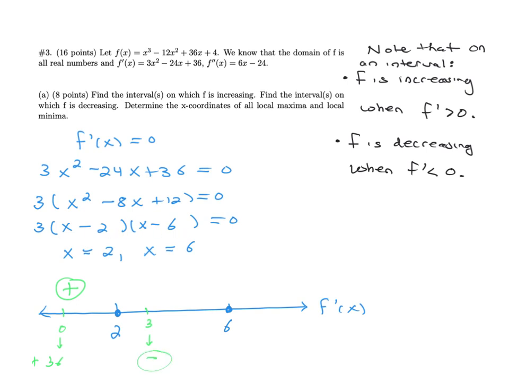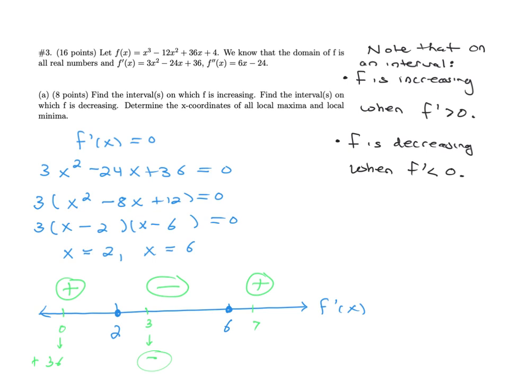I don't care what it is, but it's definitely negative. So we're negative here. And then if you check a number like maybe 7, it makes this positive and this positive. Therefore, the entire derivative is positive. So I know it's positive over here. The first derivative goes from positive to 0 to negative, then to 0 back to positive.